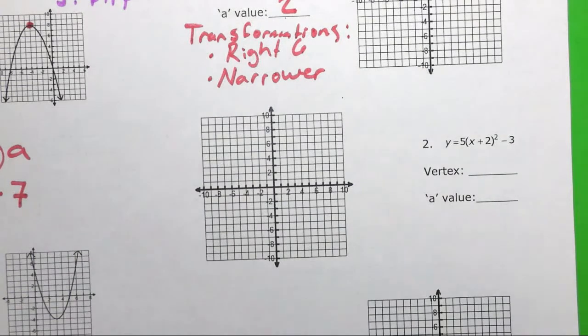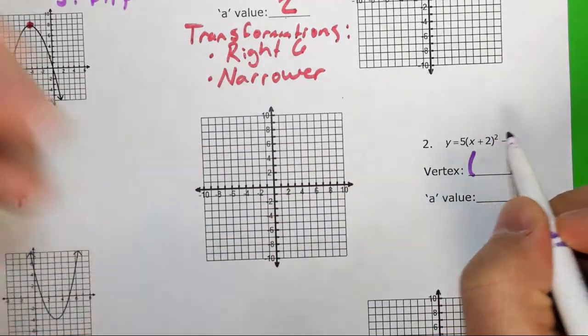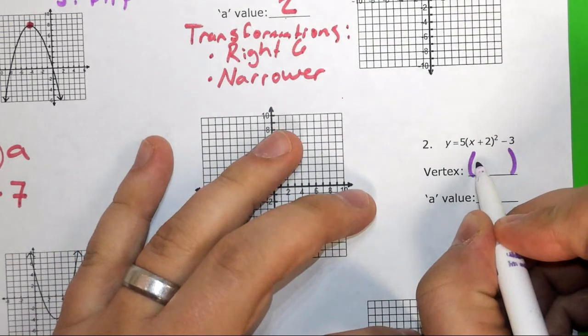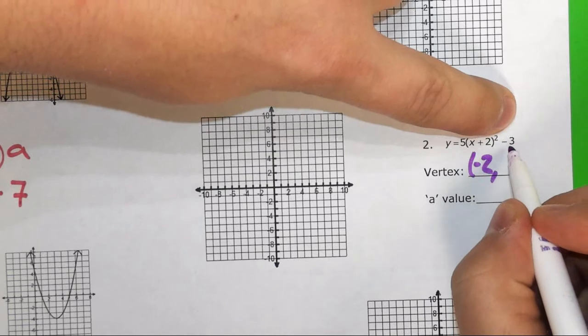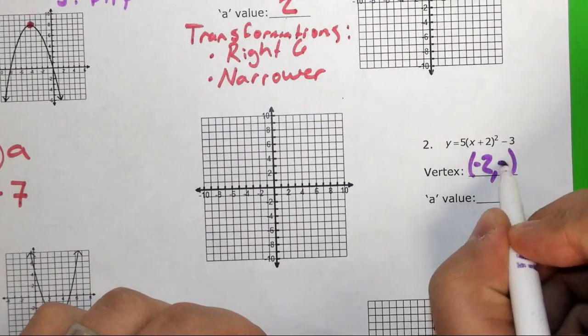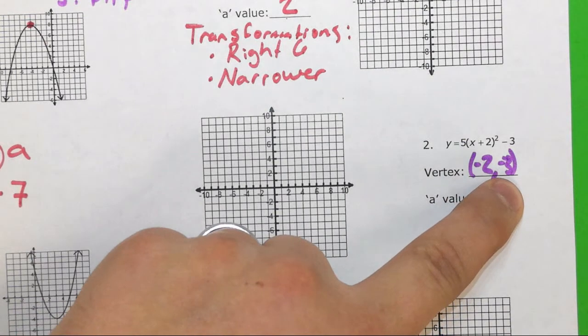Okay, so our vertex, let's start with that this time. That's a +2 inside, we have to change it, so it's going to be -2. What's on the k? We actually see it this time. That's a -3, so we're going to say -3. So -2, -3 here.